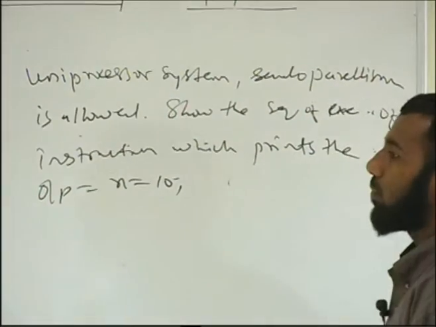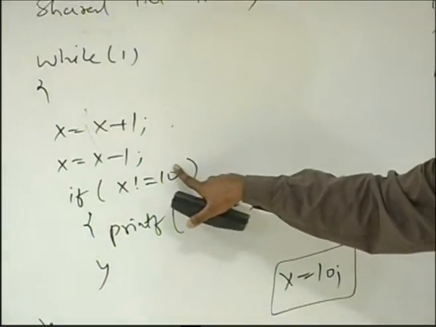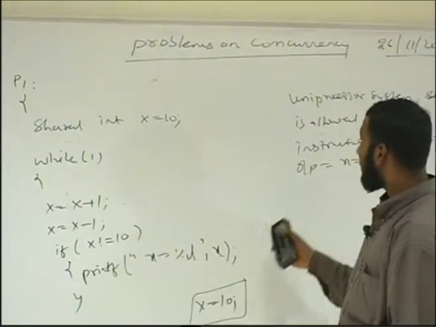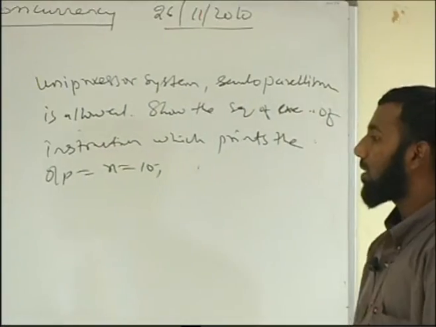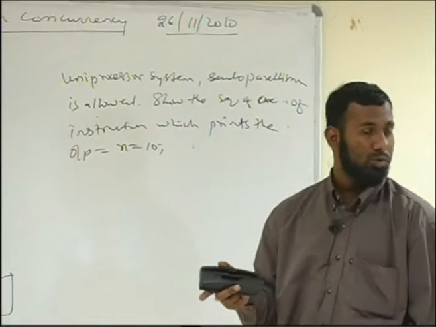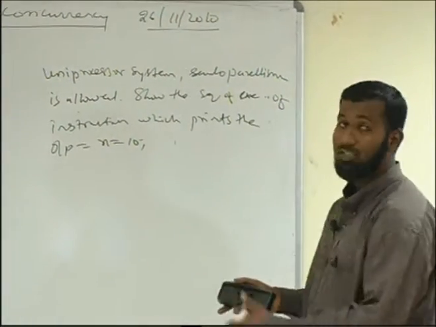Now, when you see the code, x is equal to 10 will never be printed, because only when the value of x is not equal to 10 are you printing. But because of pseudo parallelism, if you allow it, then it is possible that x is equal to 10 gets printed. So, we have to show the sequence of steps which prints x is equal to 10.